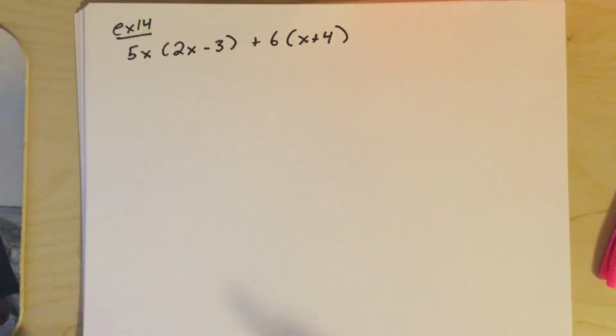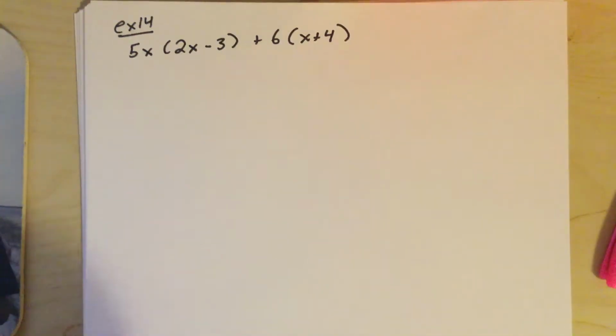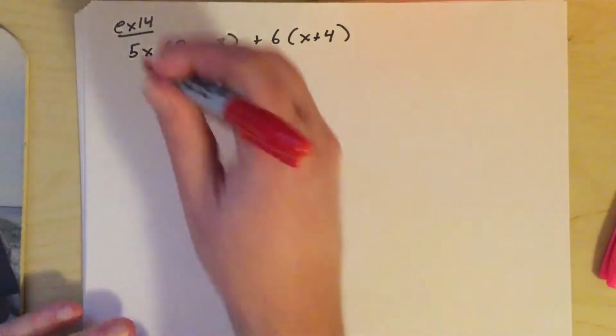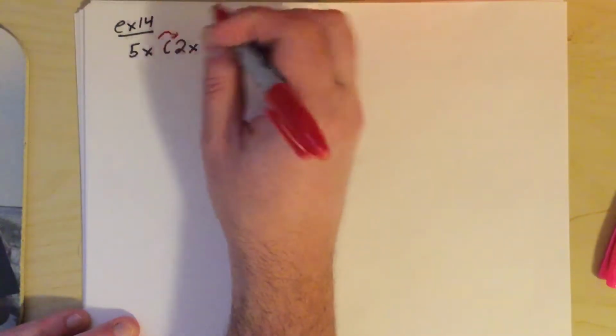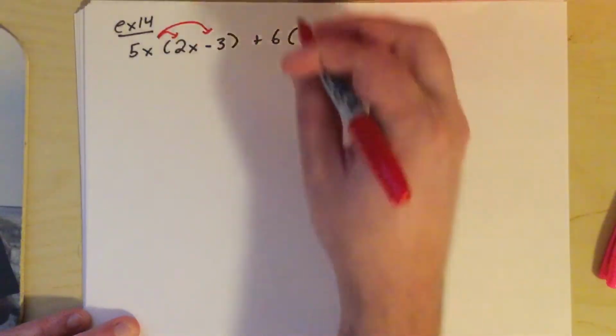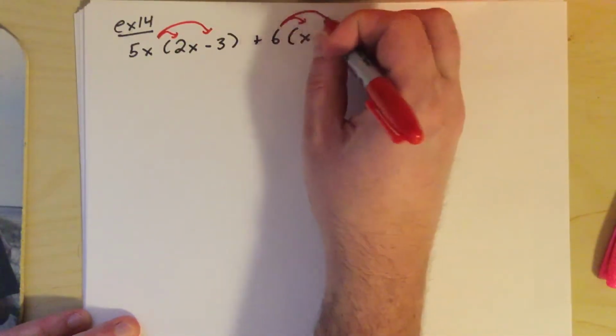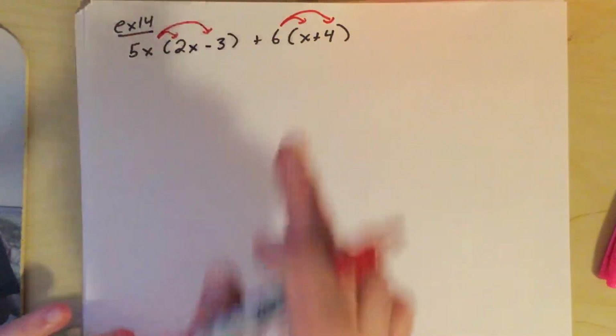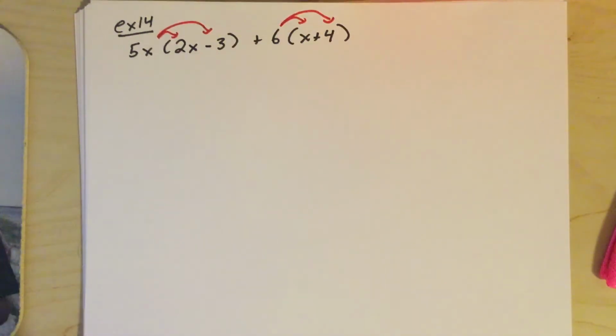Okay, getting to some more interesting stuff now. So this 5x multiplies into this bracket, and the 6 multiplies into this bracket, but this guy does not multiply into that bracket because, of course, he's not right next to the bracket.